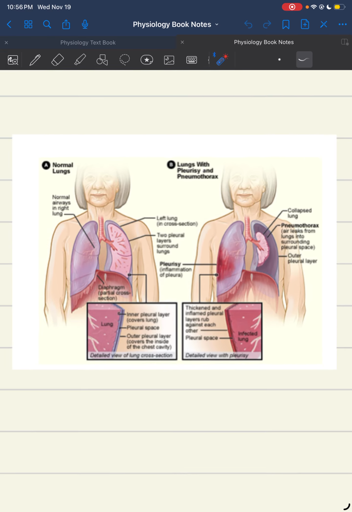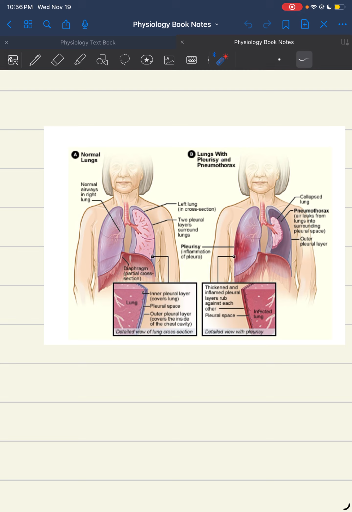And then here we're going to talk about pneumothorax. Pneumothorax occurs when air enters into the pleural cavity, which you can see right here. This one says air leaks into the lung's surrounding pleural space. This can happen when the pleural space, the interpleural pressure, becomes less negative or even equal to the atmospheric pressure. That's what can cause this.